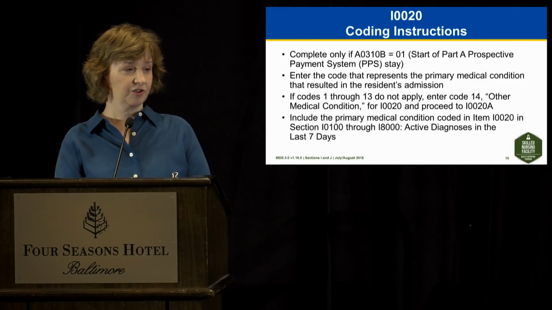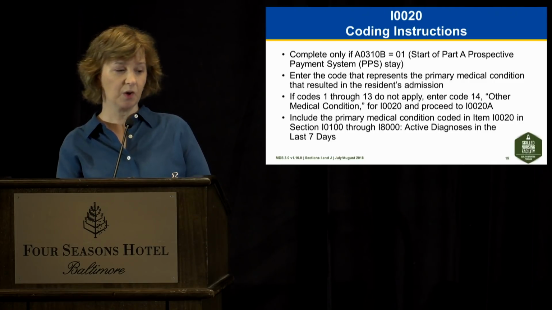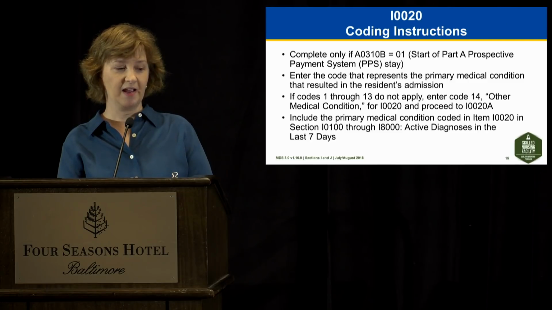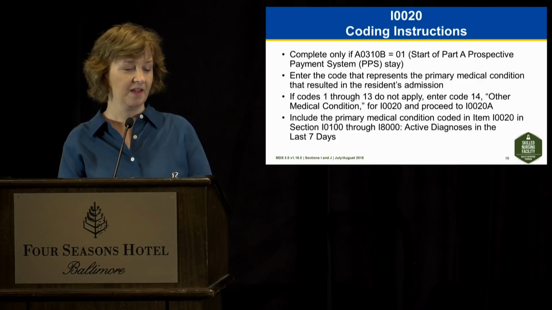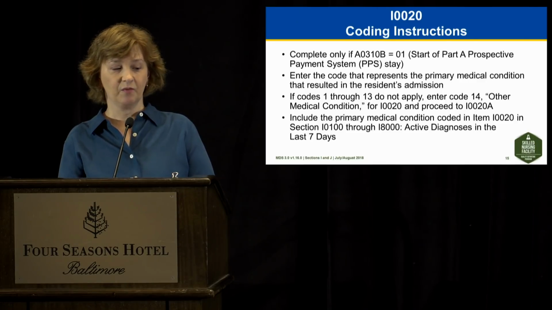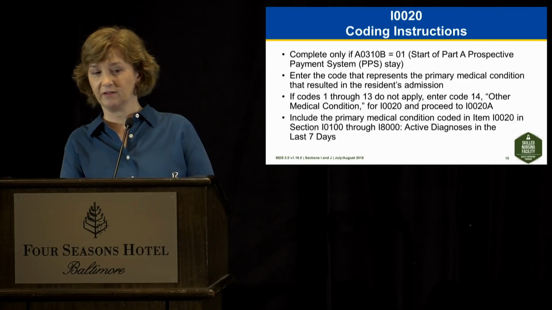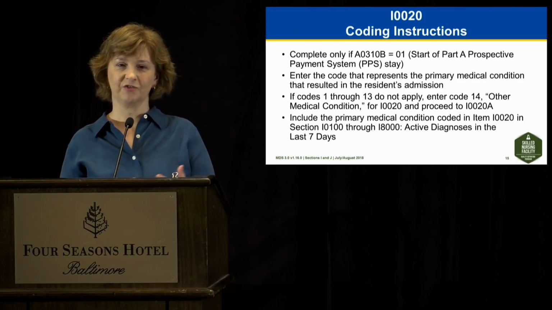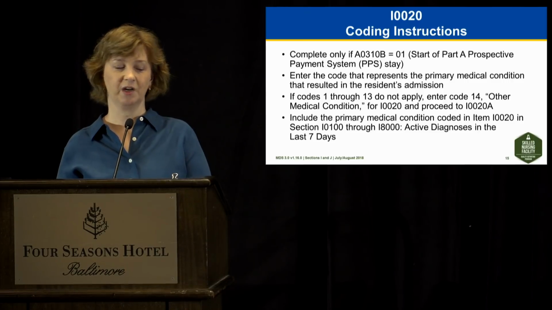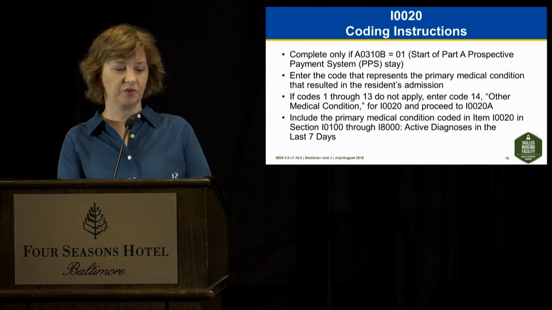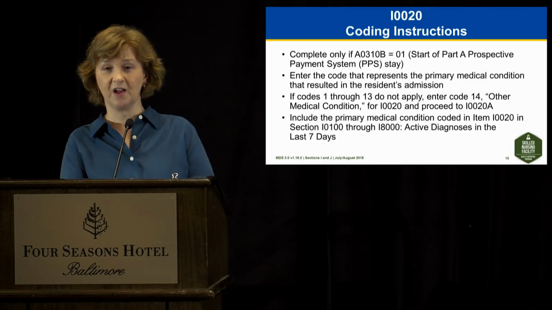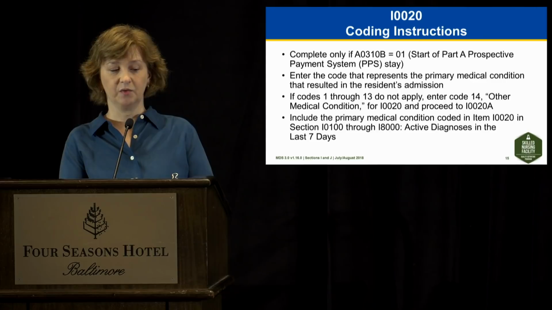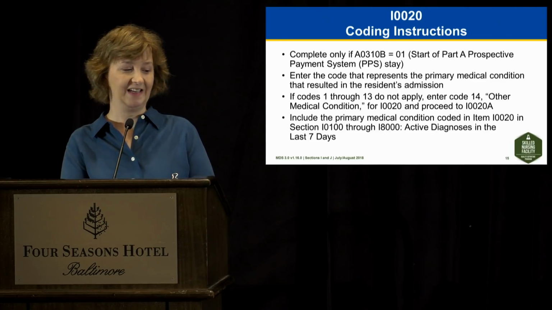So in terms of coding instructions, as I mentioned previously, this is only coded on the Part A PPS stay admission assessment. So that would be if A0310B is equal to 01. You would enter the code, again, that represents the primary medical condition that results in the resident's admission. As you're used to with all the other items, if you have 2 boxes, you're entering 2 numbers. So if the code is 1, you're actually entering 01. If codes 1 through 13 do not apply, you would enter 14, which is the other category, and then you would proceed to the follow-up item, which is I-020A.